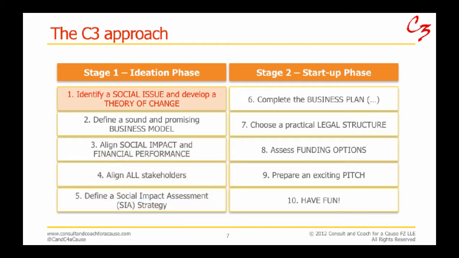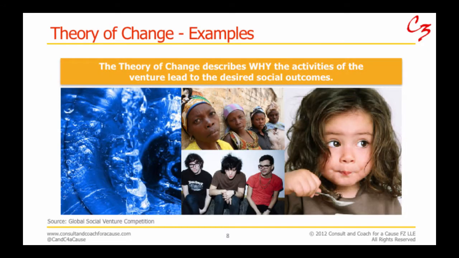The journey of a social entrepreneur should start with identifying a social issue close to his or her heart and developing a theory of change. The theory of change identifies the root cause of a social issue. It explains what the social venture can do to address this root cause and how this will happen. Ultimately, the theory of change describes why the social venture will lead to positive social impact.